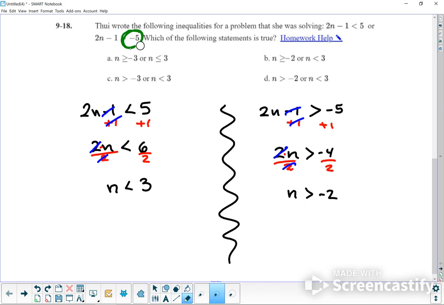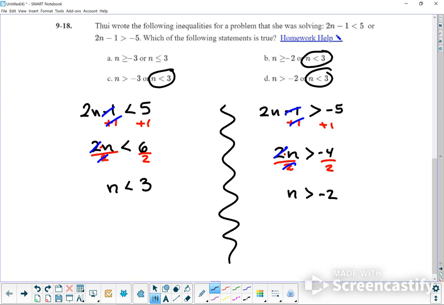Okay, so now let's see which one works. All right, so n is greater than 3. So it's this one and this one. Or sorry, n is less than 3. So it's those two, and actually this one also. But n is greater than negative 2. So which is only this one. Yep. So only correct answer is D.